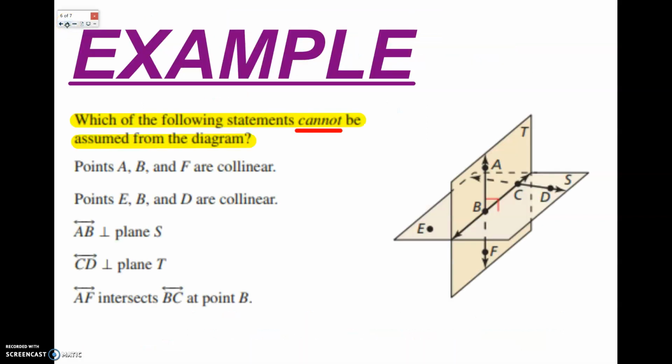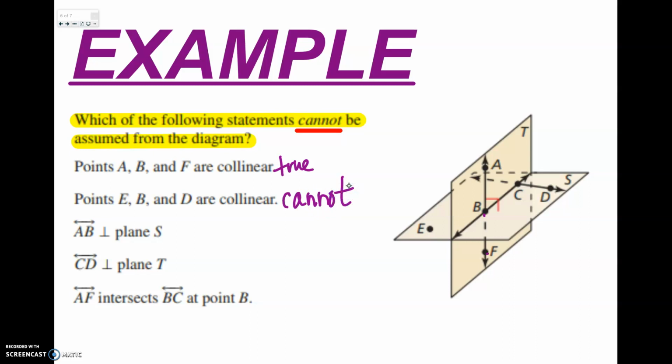All right, which of these following statements cannot be assumed from this diagram? Again, pause the video, do the questions here, and then resume the video so that you can get this answered. A, B, and F are collinear. That's true. E, B, and D, that's false. You cannot assume this from the diagram.